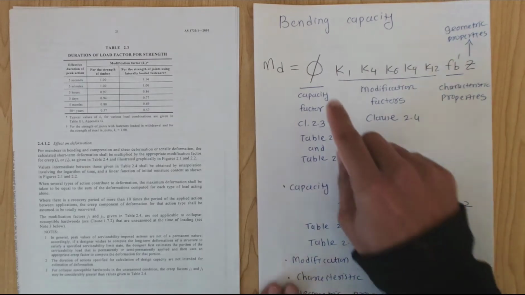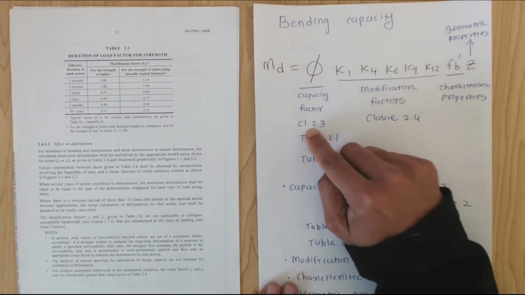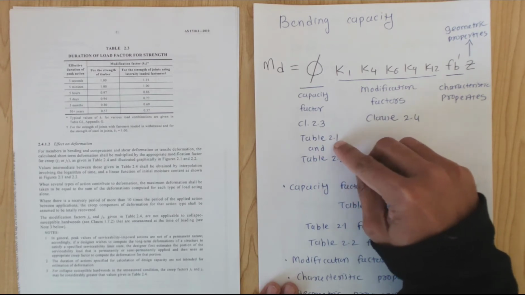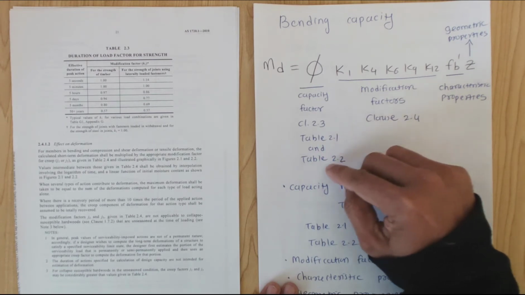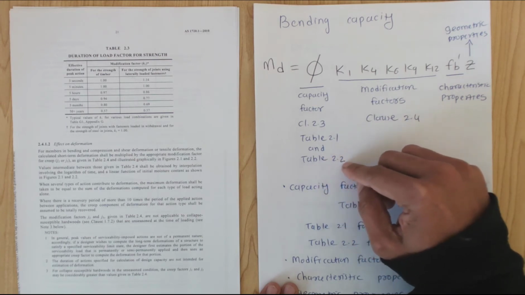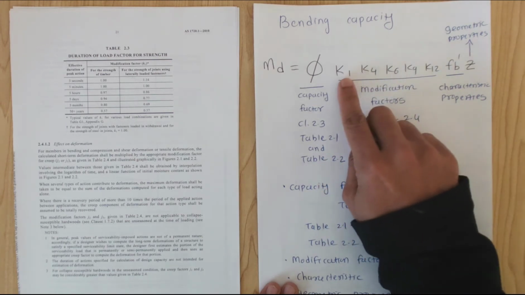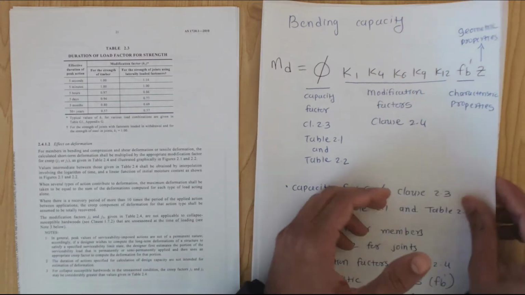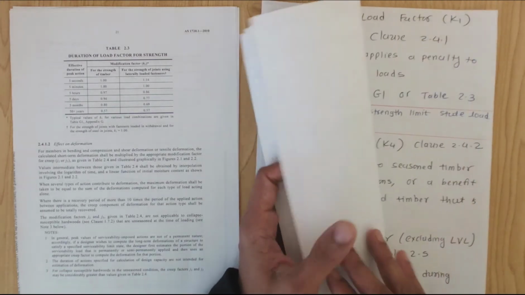In the last video, we looked at the capacity factors in clause 2.3, in table 2.1 and table 2.2. Table 2.1 is applied for members and table 2.2 is applied for joints. Now look at the K1 and K4 in this video. For K1, I have put some notes here.